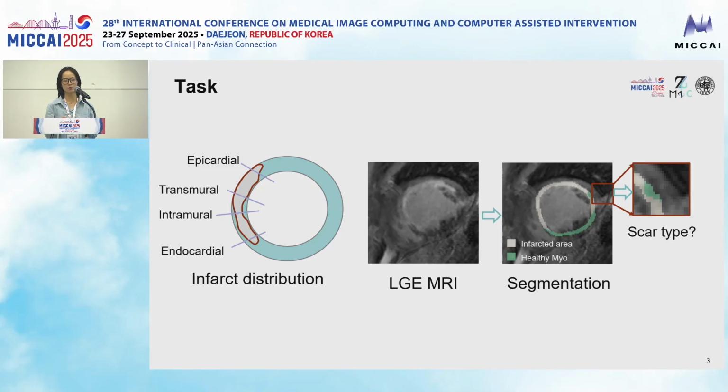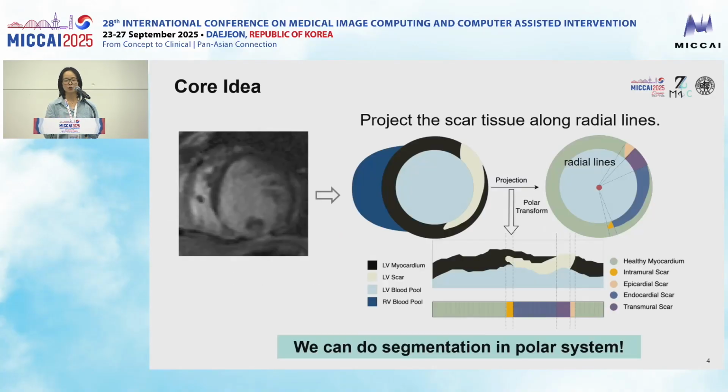How could we do this? We can employ LGE MRI, where the enhanced area is the scar. And more importantly, we need to know the scar subtype, right? We check whether the scar is transmural, meaning it touches both boundaries, or whether it doesn't touch any, which we call intramural scar, or maybe it touches only the epicardium or endocardium. So this kind of radial projection motivates us.